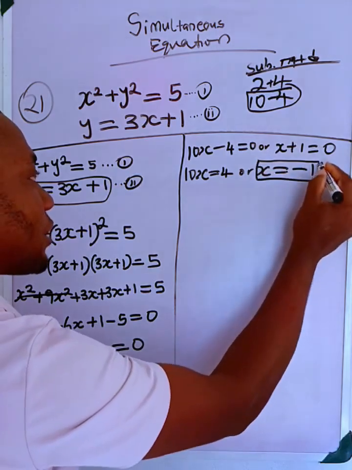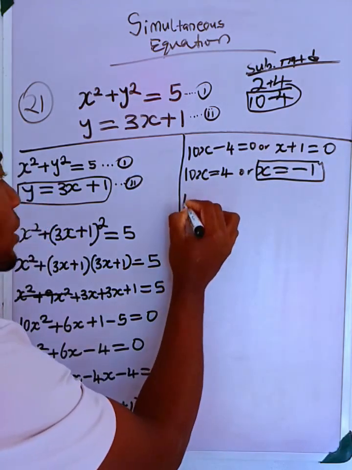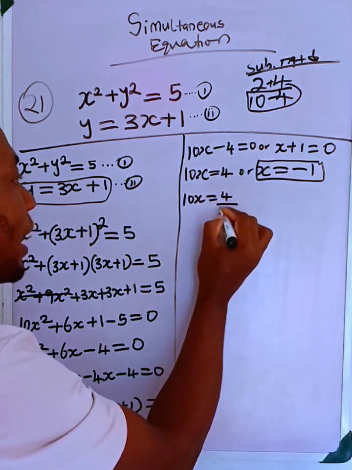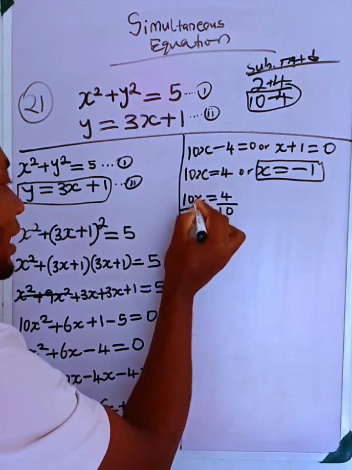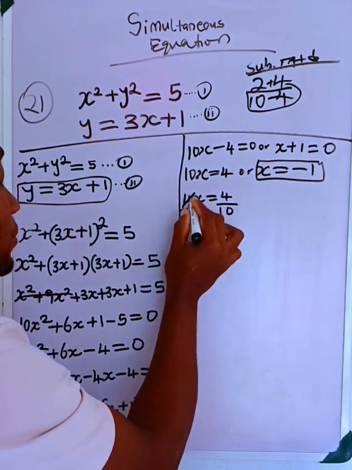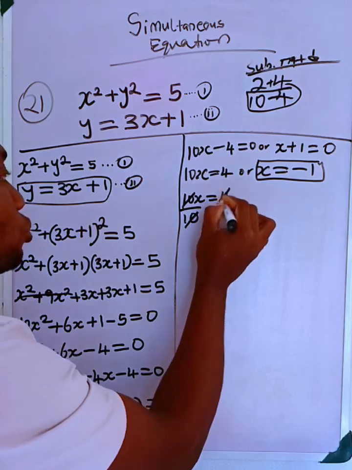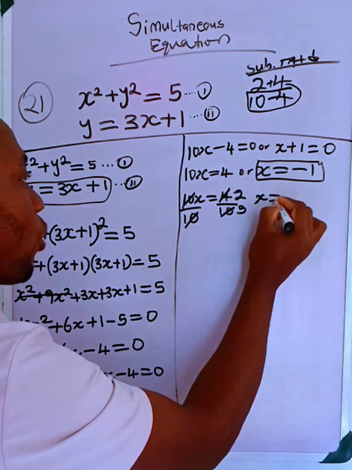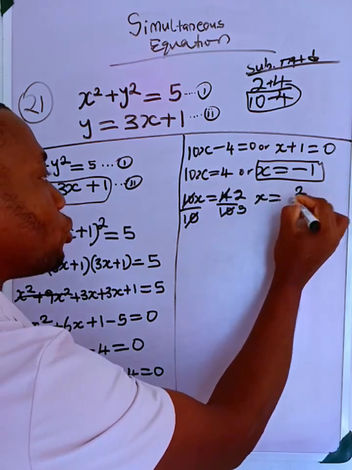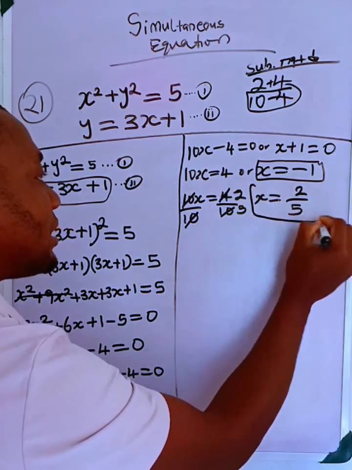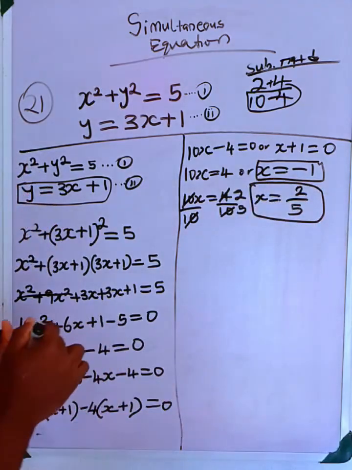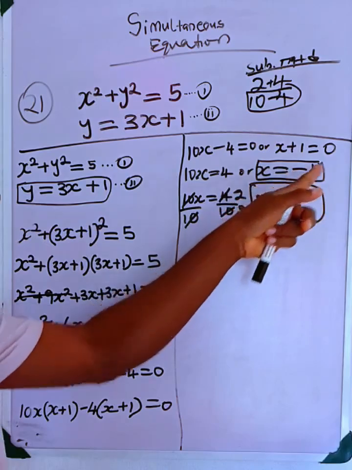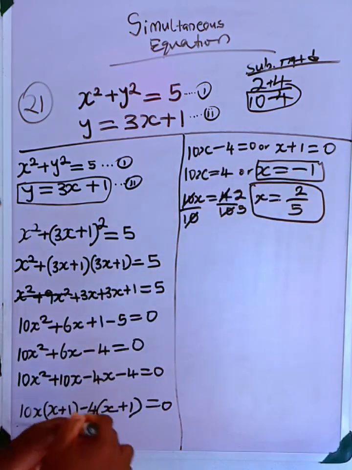This is the first value of x, right? Now, 10x equals 4, so x equals 4 over 10. Here you also divide by 10, the coefficient of x. Simplifying, 2 over 5. So x equals 2 over 5. So these are the two values of x. x is either minus 1 or 2 over 5.